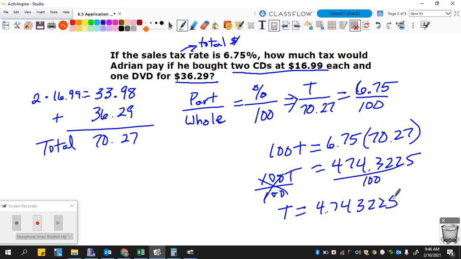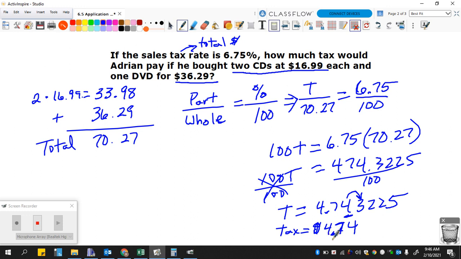So t is equal to 4.743225. Now, if you put this number down for an answer, it's going to be incorrect because we're talking about money. When we're talking about money, we have to round off to 2 decimal places. So we look at the 3, and our tax is going to be $4.74. So he paid $4.74.